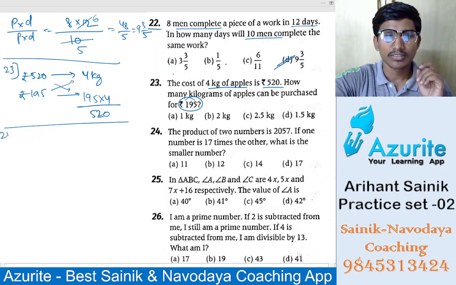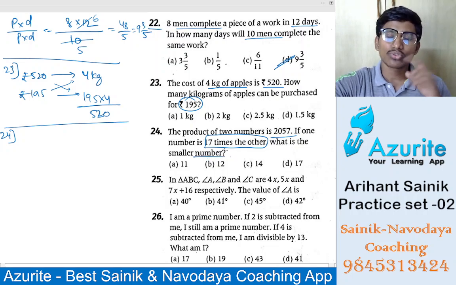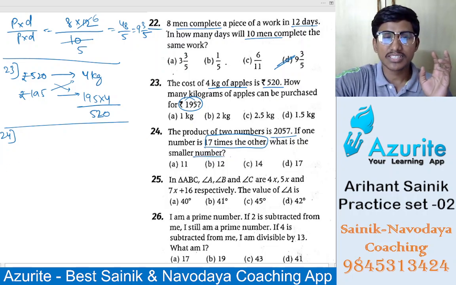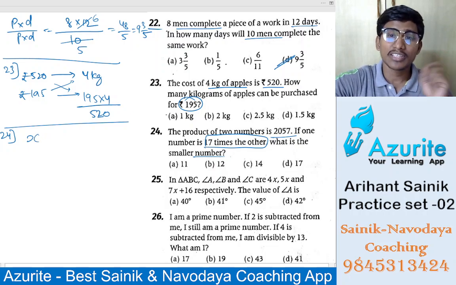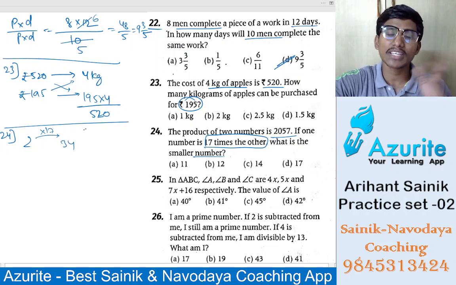Okay, 24. The product of two numbers is this. If one number is 17 times the other, then what is the smaller number? So like this it is. First number is x means other number is 17 times. Like if it is 2, other number is 17 times means 17 times 2, that is 34.